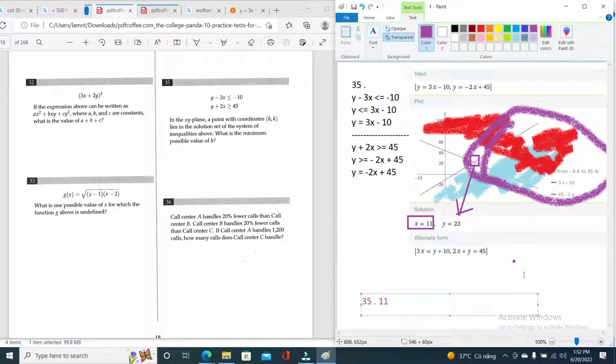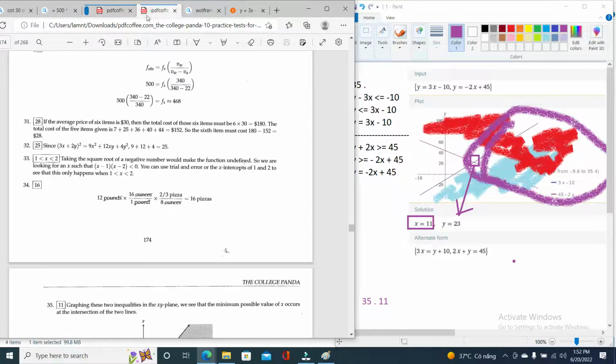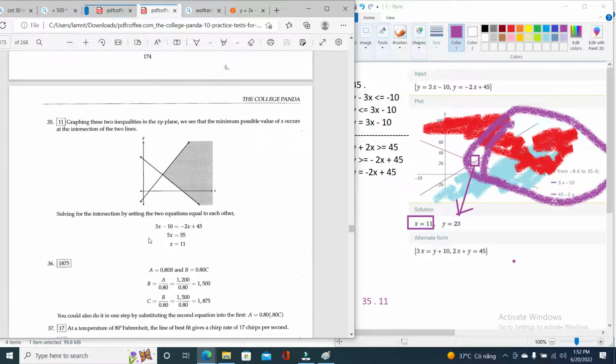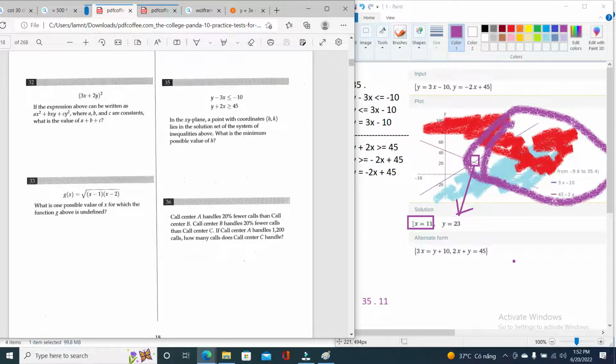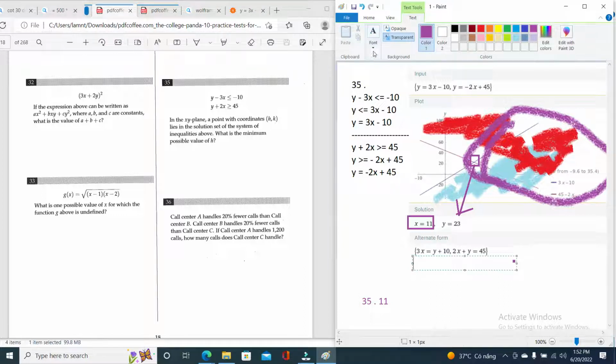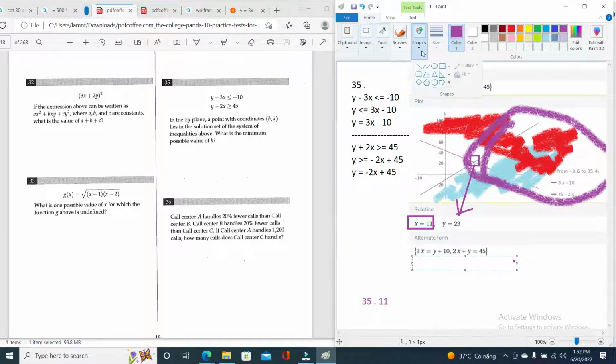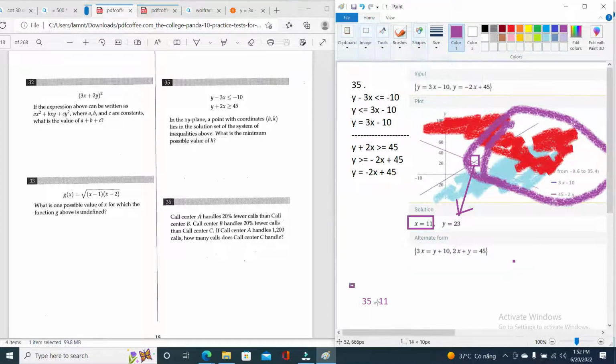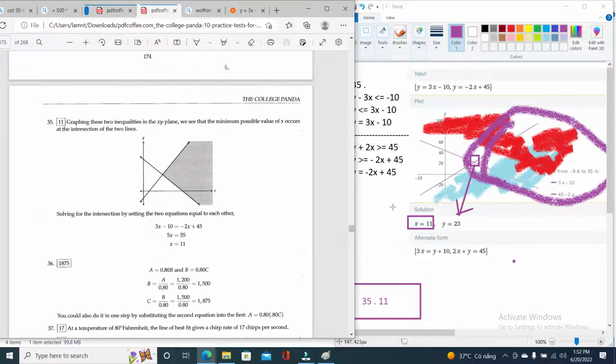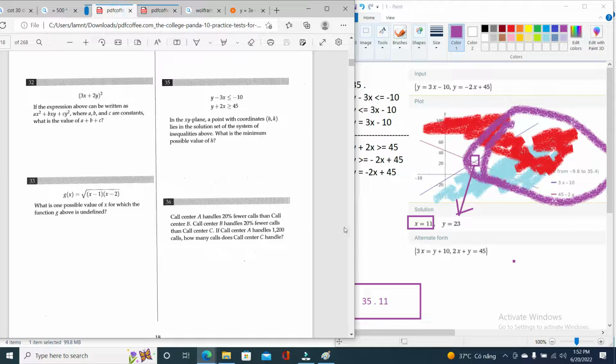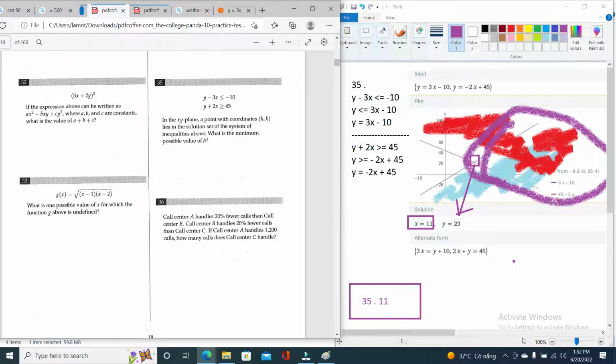So I want to check if it's really 11. It is 11, okay, it is 11. All right, so 35 is 11, okay. All right. Okay, let's do 36, 37, and 38, and I think that's done for the test.